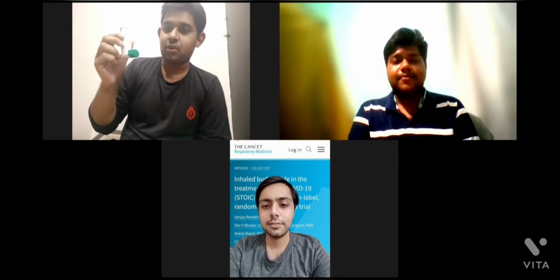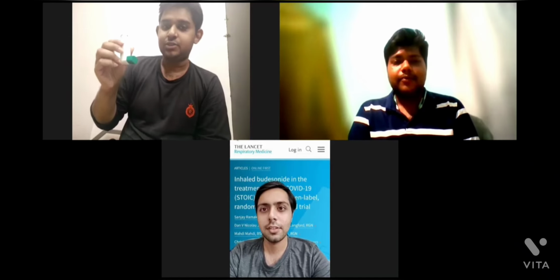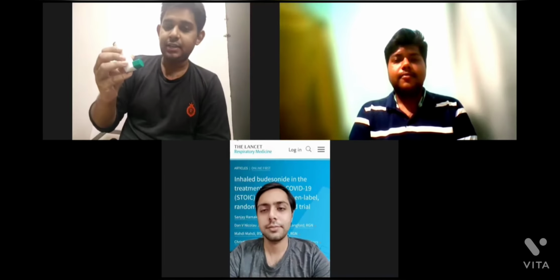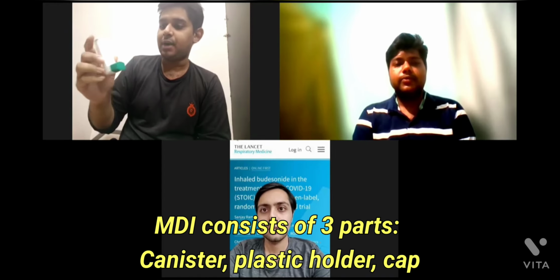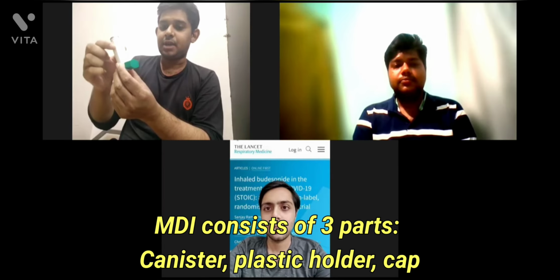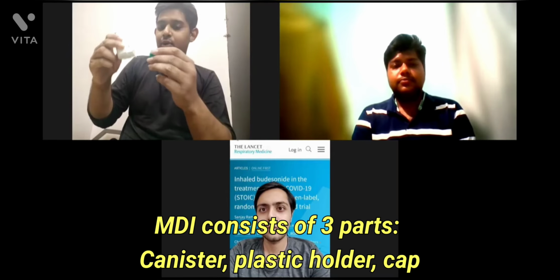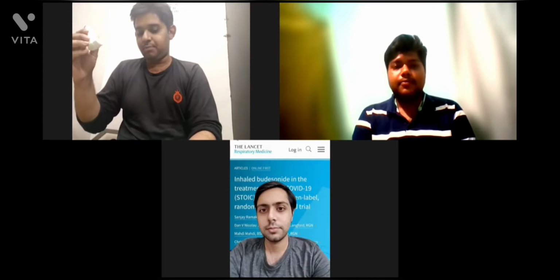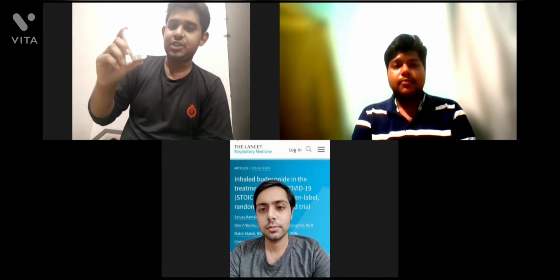Okay, this is what is called a metered dose inhaler, and I'm here to demonstrate how to use it. As shown in the previous slide, it consists of three parts. This is called the canister. This is the plastic holder, and this is the cap. When we open it, we get the mouthpiece. Before using it, we shake it like this for a few seconds.